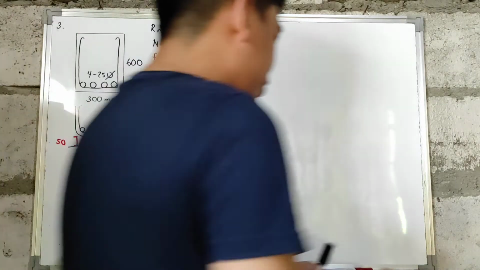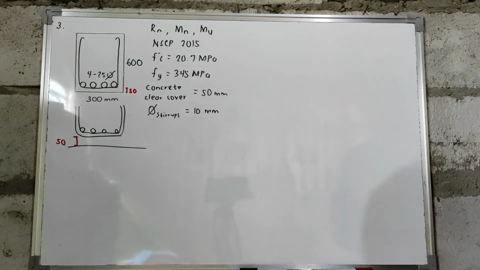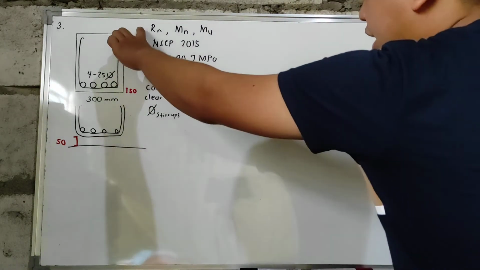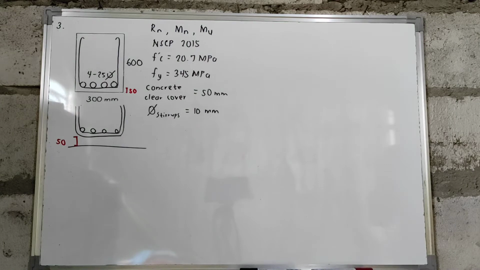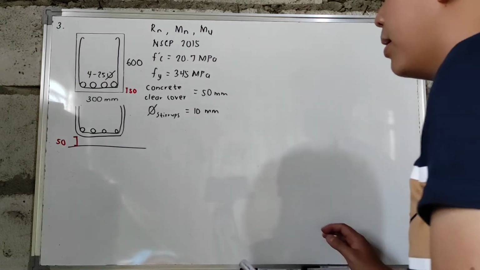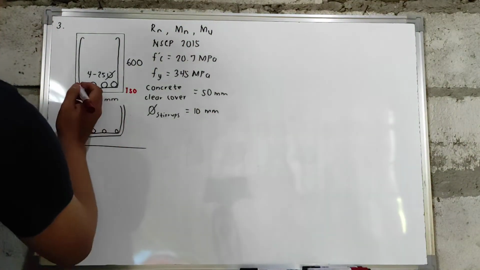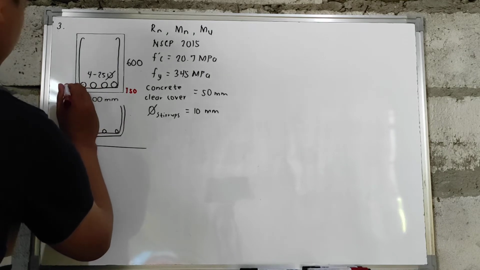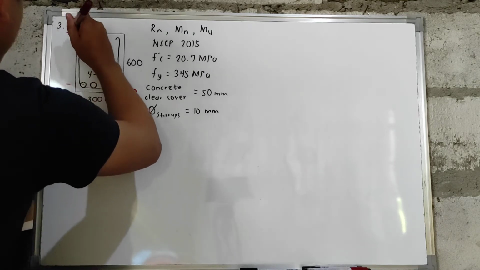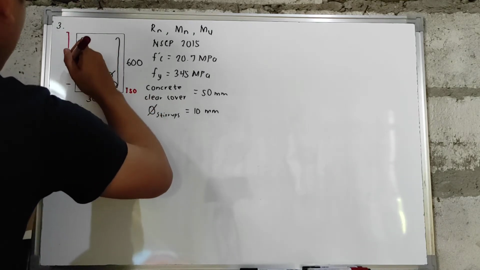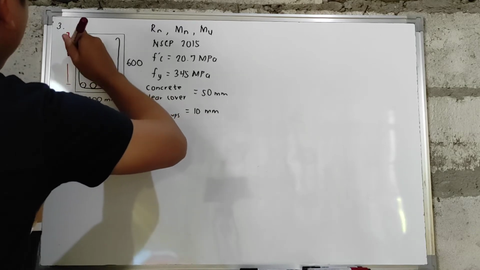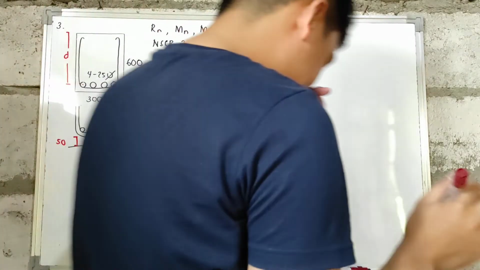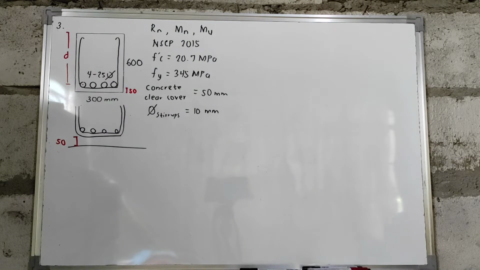Sir, bakit po merong given na concrete clear cover? Para makuha natin yung value ng effective depth natin. So what is effective depth naman? From the center of your reinforcement bar to the extreme fiber in compression. So this is what we call the effective depth na small d. So with this, let's solve.